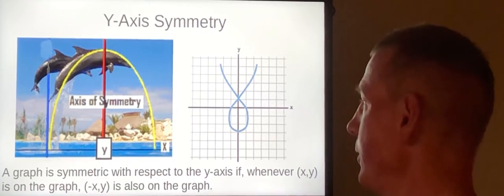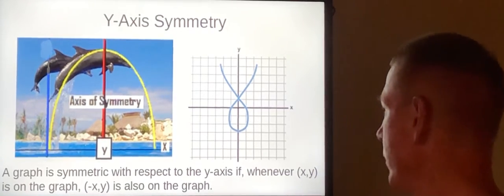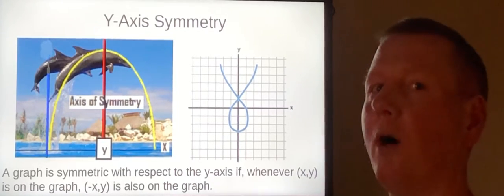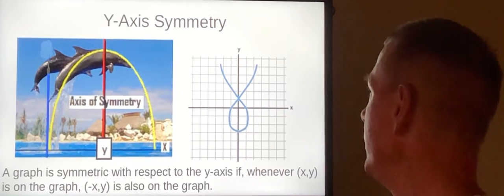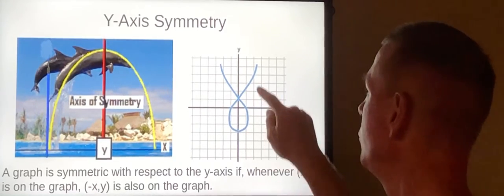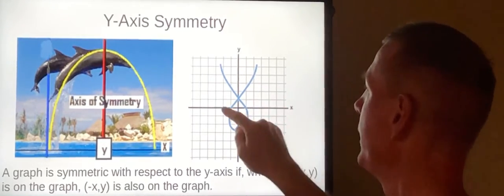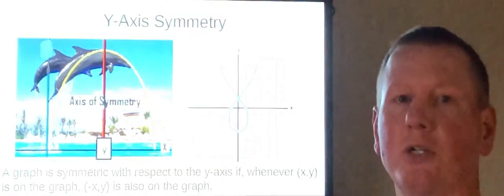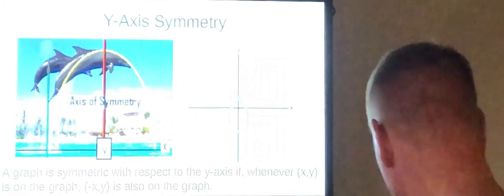So we say a graph is symmetric with respect to the y-axis. There we have a point (x, y), and also the point (negative x, y) is on that same graph. So, if I were to pick this point (2, 4), the point (negative 2, 4) is also going to be on the graph if it's symmetrical to the y-axis.